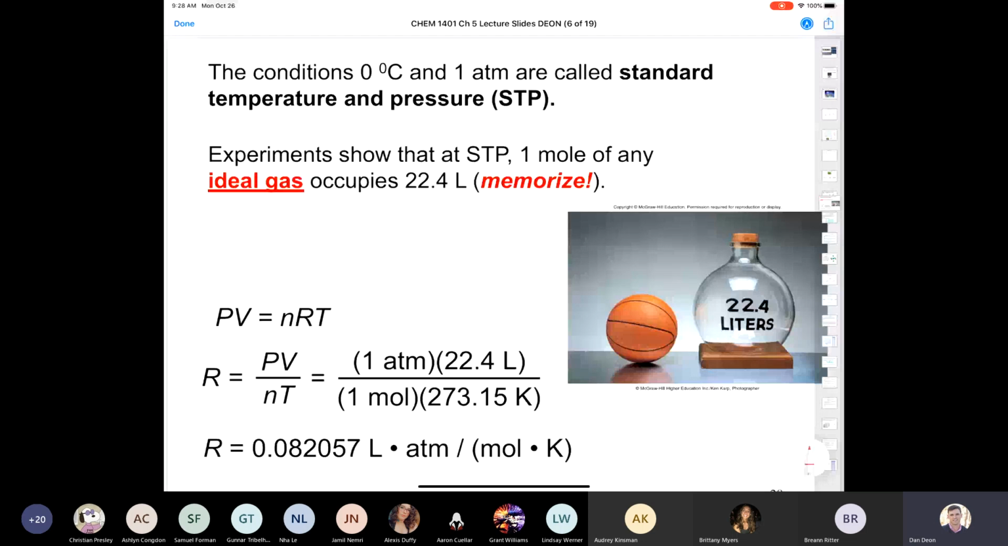And you have to memorize that number. Everybody in the class has to memorize this, and I'll highlight it for you, that at standard temperature and pressure, 1 mole of any ideal gas.